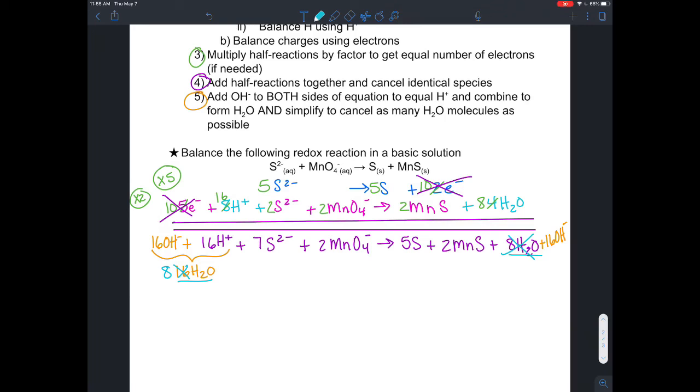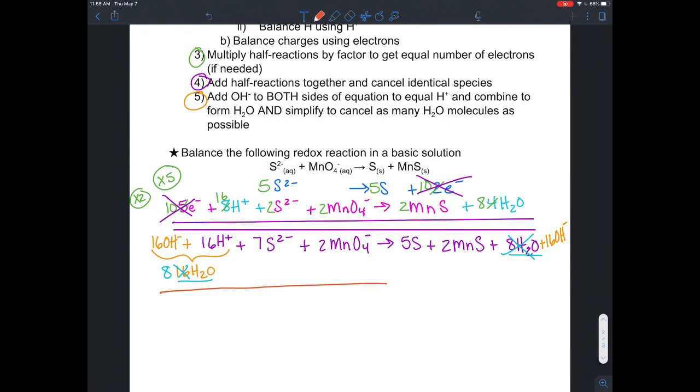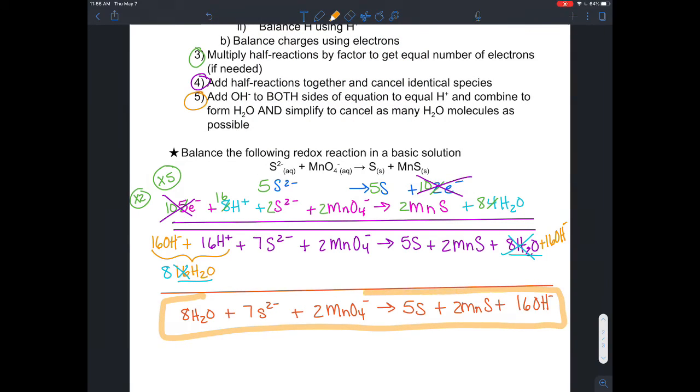Now we're going to go ahead and write this total thing out in our basic solution. So I'm just going to do a final total here. We're going to have 8 H2O plus 7 S2 minus plus 2 MnO4 minus gives 5 S plus 2 MnS plus 16 OH minus. That is the balanced reaction in a basic solution, not an acidic solution.